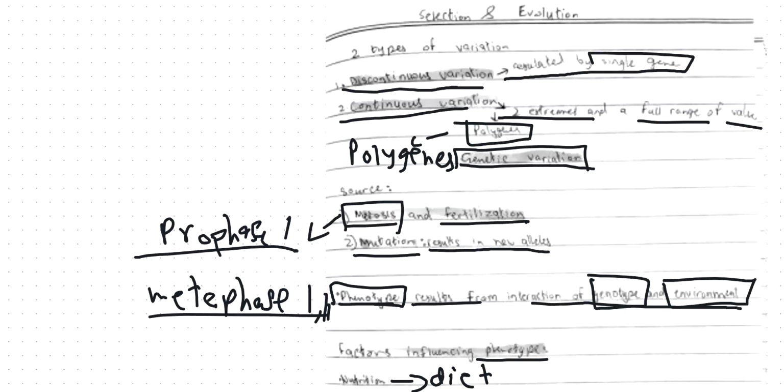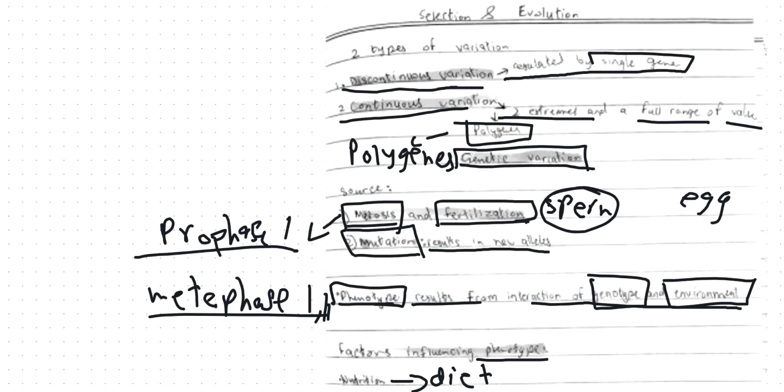Apart from that, you'll also have genetic variation because of fertilization, because remember that there are many sperms that are made by humans and many eggs. So a different egg can mate with a different sperm and fertilize. This will cause genetic variation. And apart from that, you'll also have genetic variation due to mutations. Mutations are the result of new alleles.